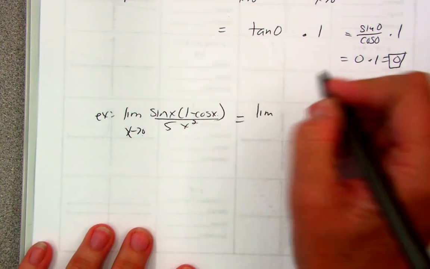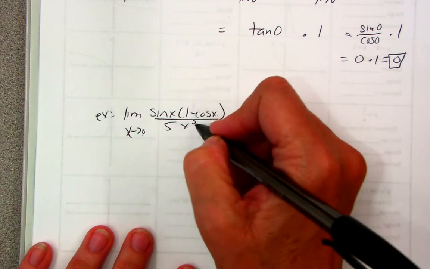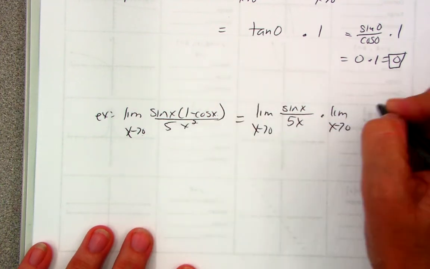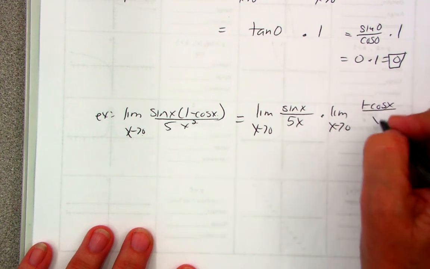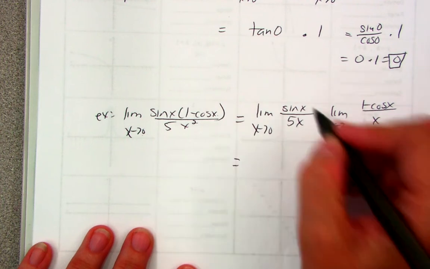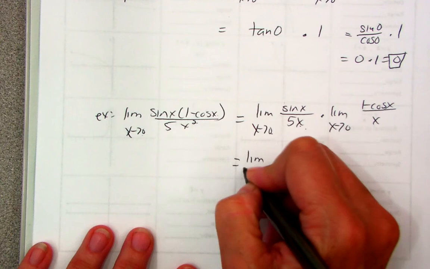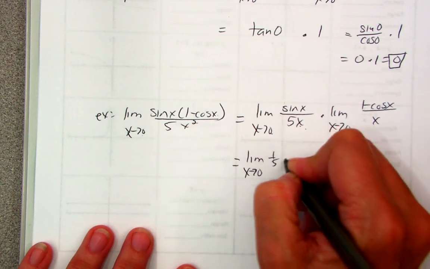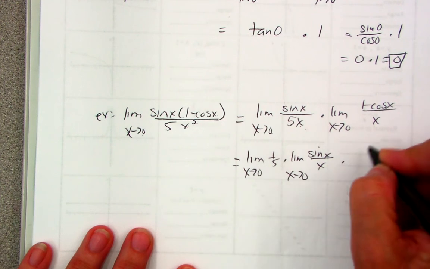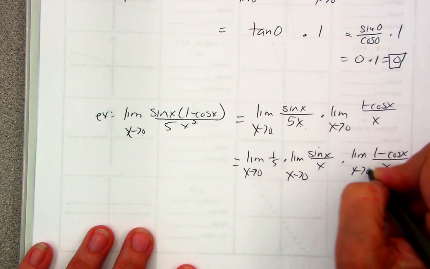Let's break it apart. So I want this left alone, so let's take the sine of x out of the numerator, and I want a 5x, because what is left is 1 minus cosine of x and the x in the denominator. So if you multiply this and this, you'll get this back. So this almost looks like a special property, because right now I can't take the limit of this. So that's the limit as x approaches 0 of 1/5 times the limit of sine of x over x as x approaches 0 times the limit of 1 minus cosine of x over x as x approaches 0.